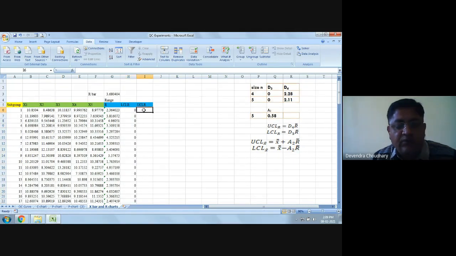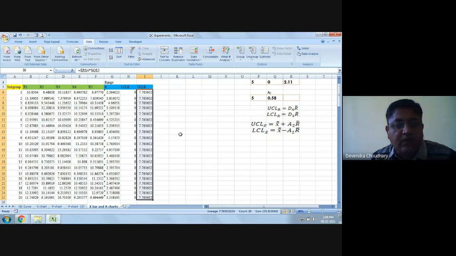Now the upper control limit of R chart is given by this relationship, that is D4 R bar, and D4 for sample size 5 is 2.11. So here we calculate this multiplied by R bar. Okay, and we select both and press F4 to freeze it. Okay, this is the value of the upper control limit.